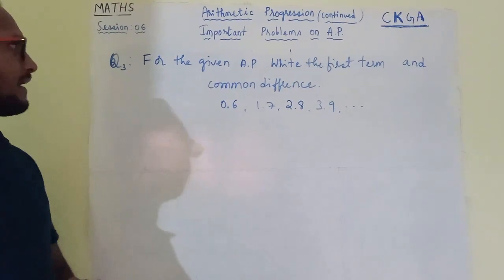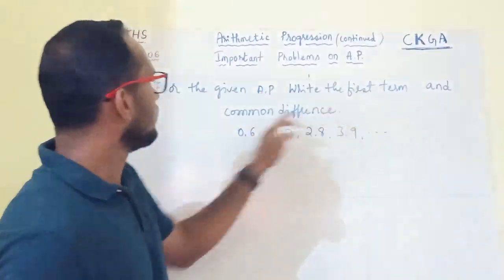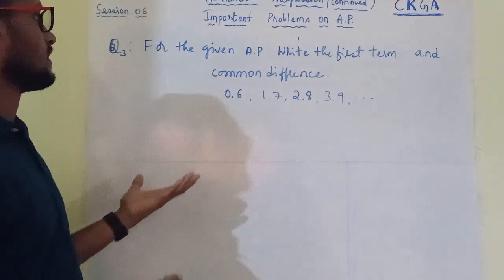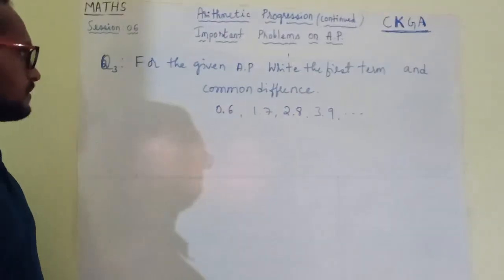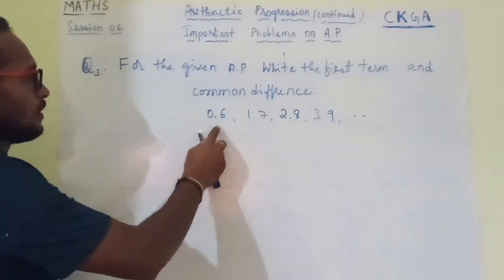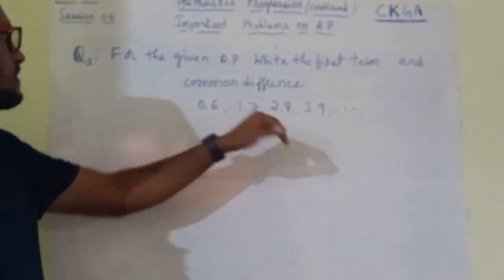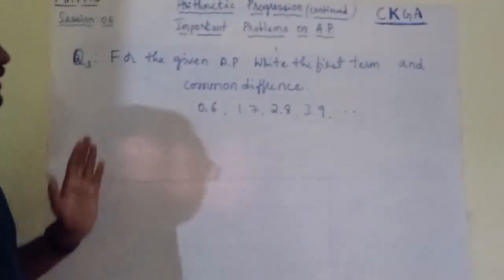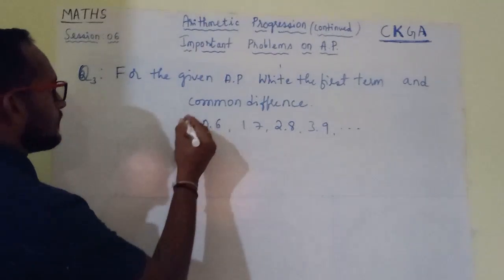Now for question 3, for the given AP, write the first term and common difference. It's a simple problem: you just write the first term and the common difference. The given AP is 0.6, 1.7, 2.8 and 3.9. Since they are mentioned as an AP, there is no problem in that. So now let me write the first term.